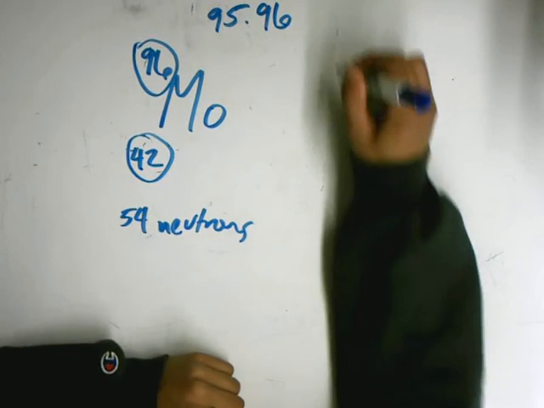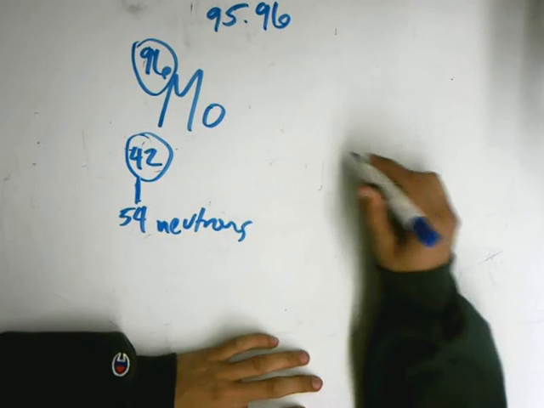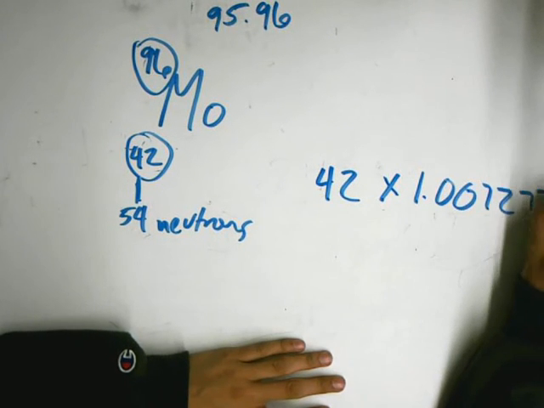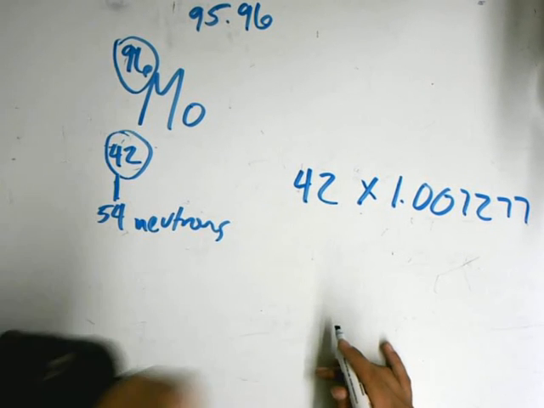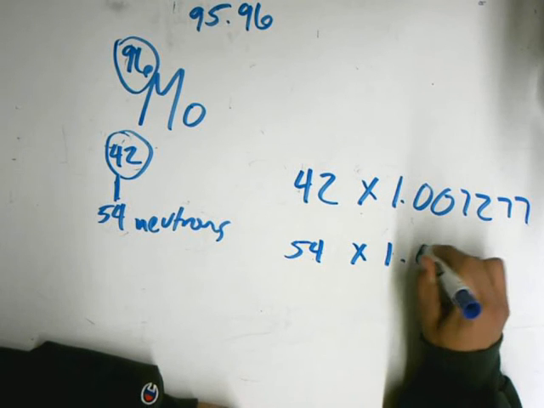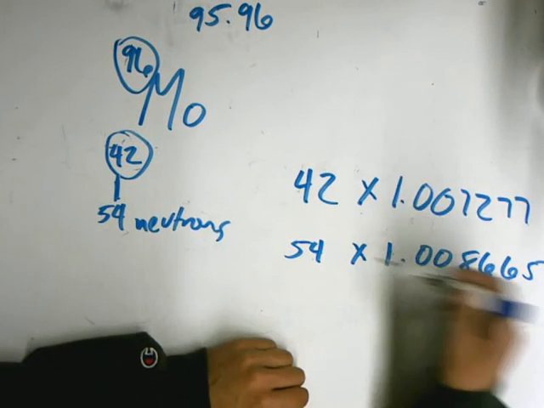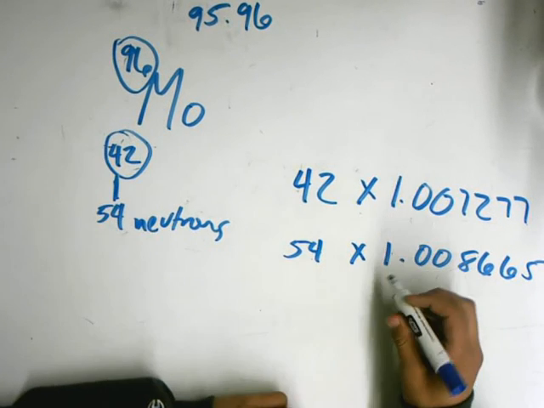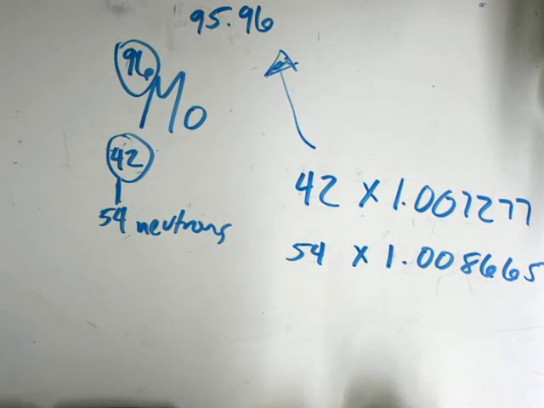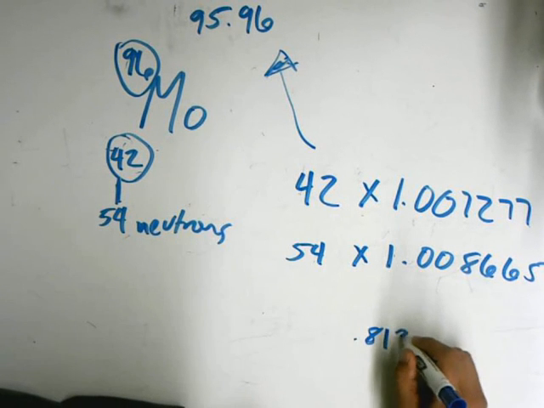So you have 42 protons times 1.007277, and then the neutrons, which was 54 times 1.008665, and then again just multiply both of them and then add the products, and you'll subtract from this number up here, which is the atomic mass, and the mass defect will be 0.813544. That's the mass defect.